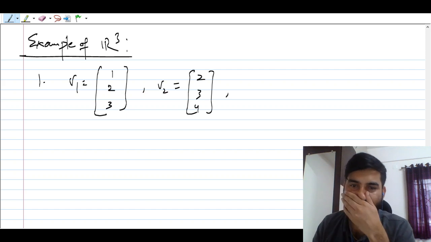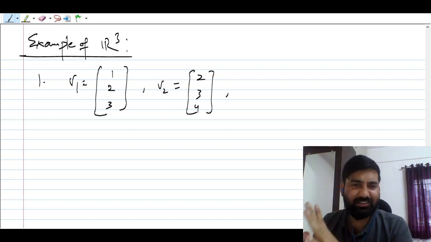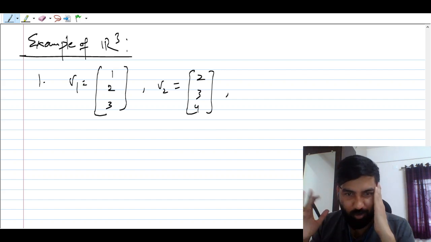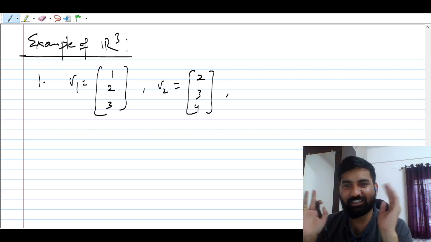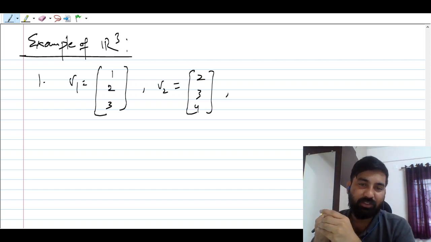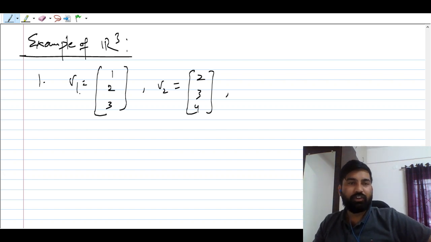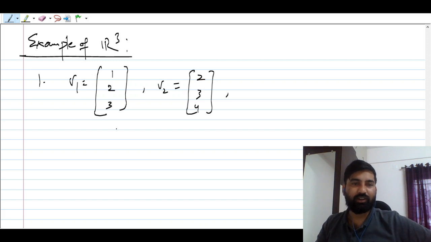Two vectors are given. Now they're asking span of V1 and V2. Span is nothing but the linear combination, guys. All possible linear combinations. ठीक है? Span का मतलब कुछ नहीं है. Span का मतलब क्या है? All possible linear combinations, right? ठीक है? So V1 and V2, right? So what is the span of V1 and V2?